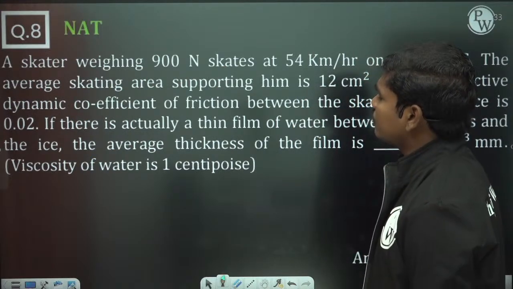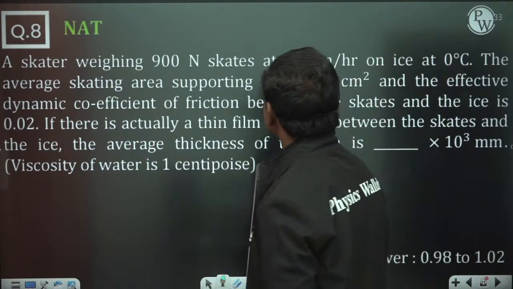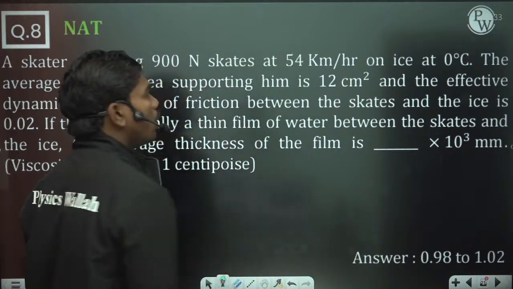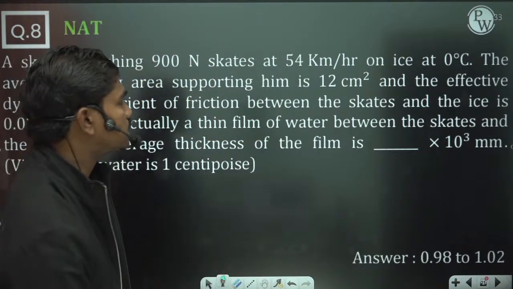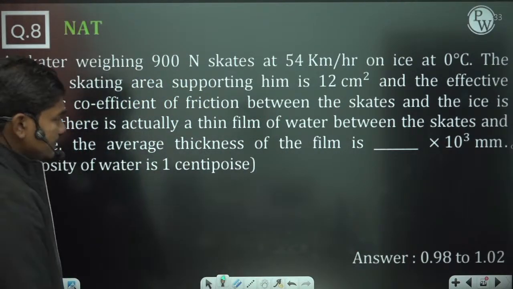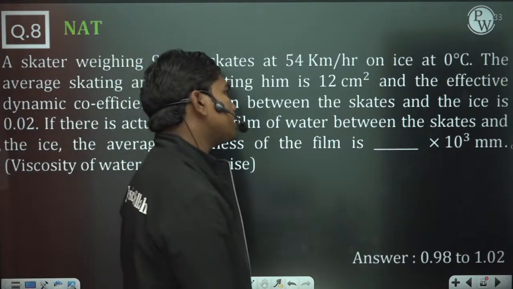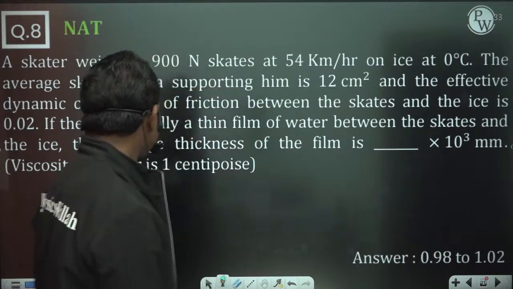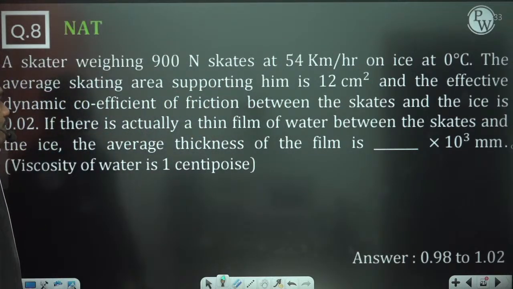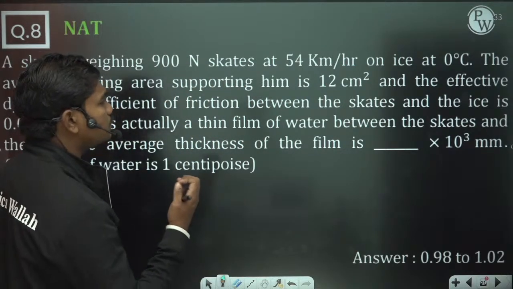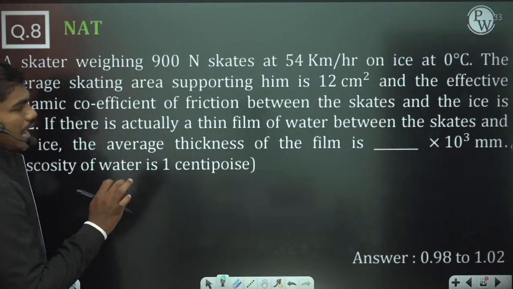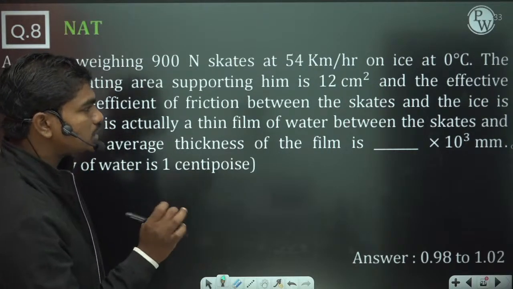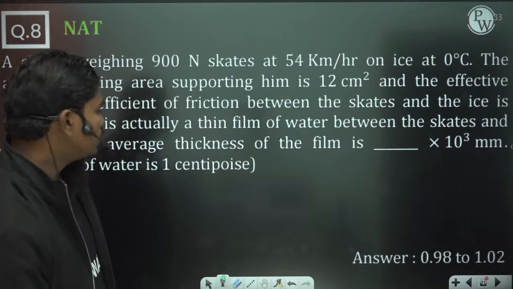A skater weighing 900 Newton skates at 54 kilometers per hour on ice at 0 degrees Celsius. The average skating area supporting him is 12 centimeters square and the effective dynamic coefficient of friction between the skates and the ice is 0.02. If there is actually a thin film of water between the skates and the ice, the average thickness of the film is dash into 10 cube mm. Okay, so let us see.